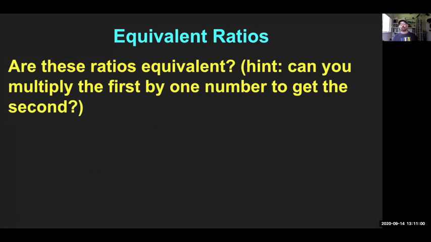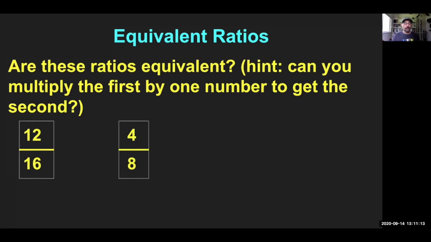All right, let's take a look at another one. Are these ratios equivalent? Notice equivalent and equal, it's like the same thing. Can you multiply the first by one number to get the second? So here you have 12/16, and the second one is 4/8. So this will be a dividing one, right? So we have 12 divided by what equals 4? 12 divided by 3 equals 4. 16 divided by 3 is not 8. 16 divided by 2 is 8. So if you look at this, these numbers are different. Divided by 3 and divided by 2, they are different, and therefore they are not equal, not equivalent.